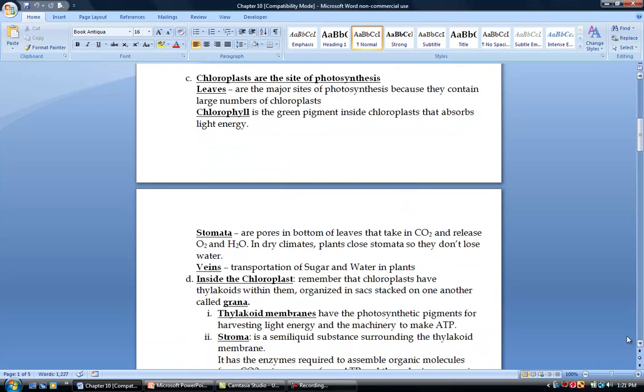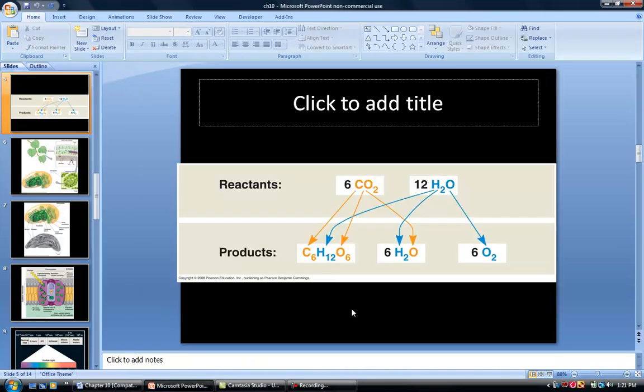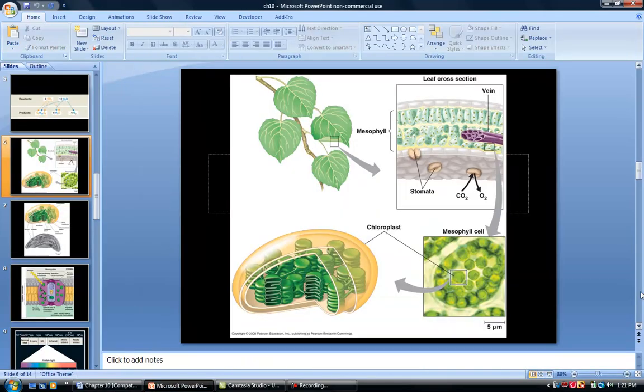Now let's talk about where all this stuff is happening. Chloroplasts are going to be where this is happening, and that's going to be in the leaves. And so leaves are obviously going to have a large amount of chloroplasts, so they can do those light reactions as often as possible. Chlorophyll is going to be that green pigment in the chloroplasts, and its whole job is to absorb the correct light energy. Now, I've got a slide here that can kind of show you what we're talking about.